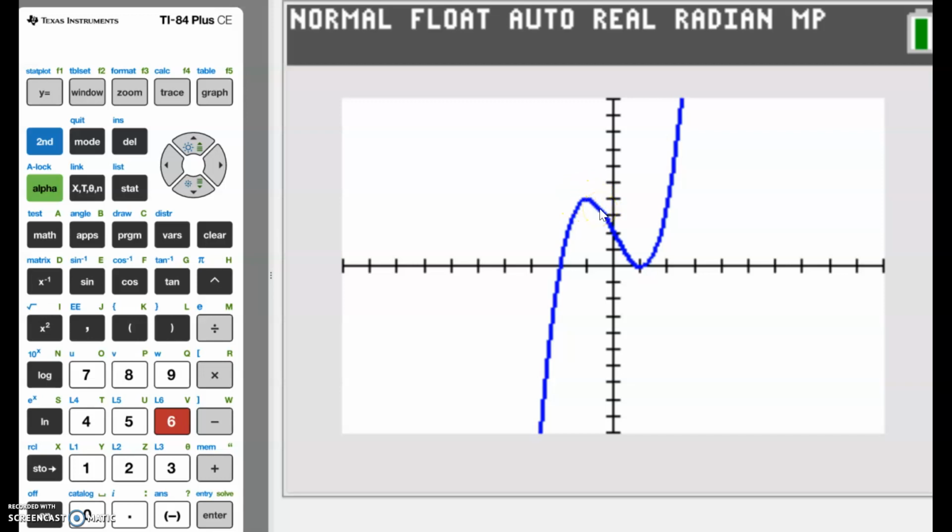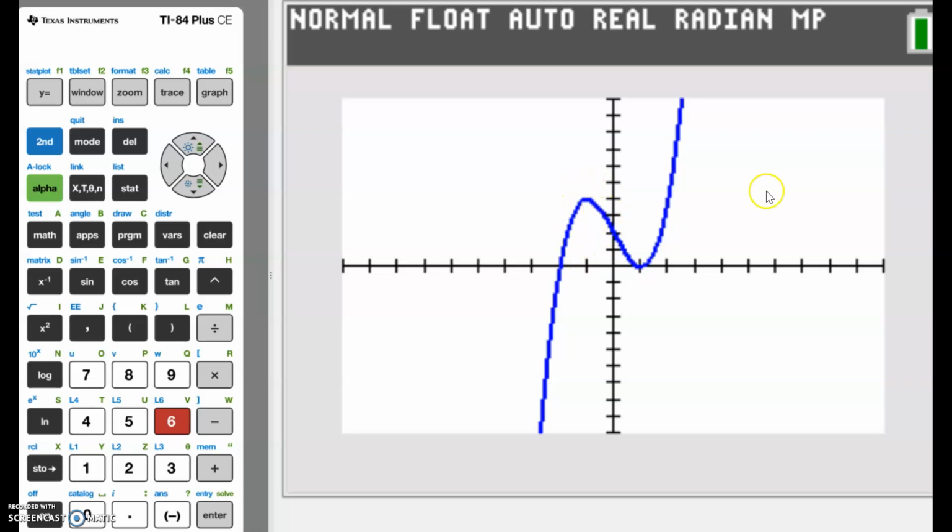Technically, this does not have an overall maximum because the graph extends infinitely up to positive infinity. Same deal on this side. It doesn't have a local or an absolute minimum because it goes all the way down to negative infinity. But locally, within this little interval here, we have a maximum here.